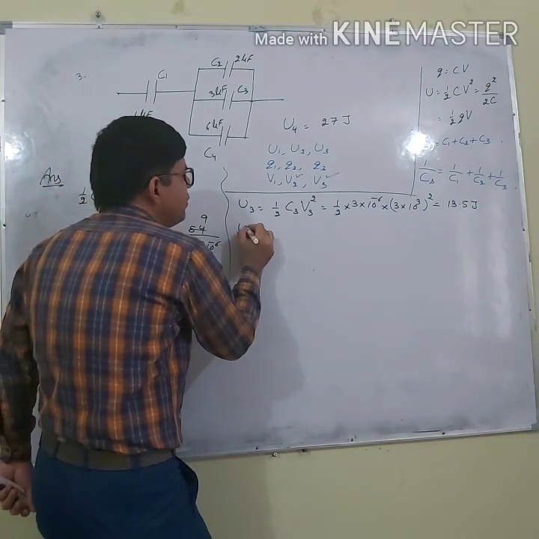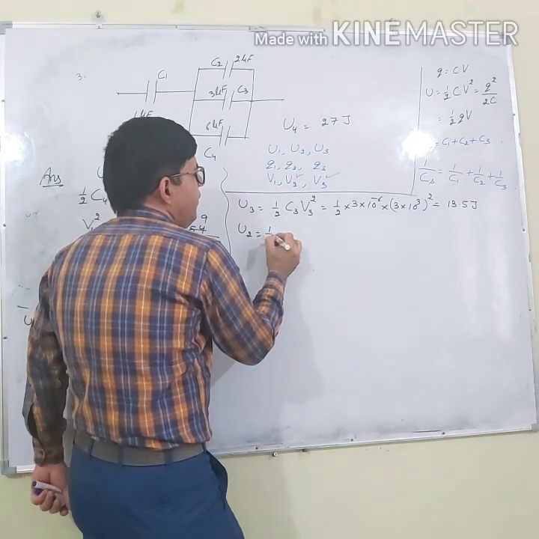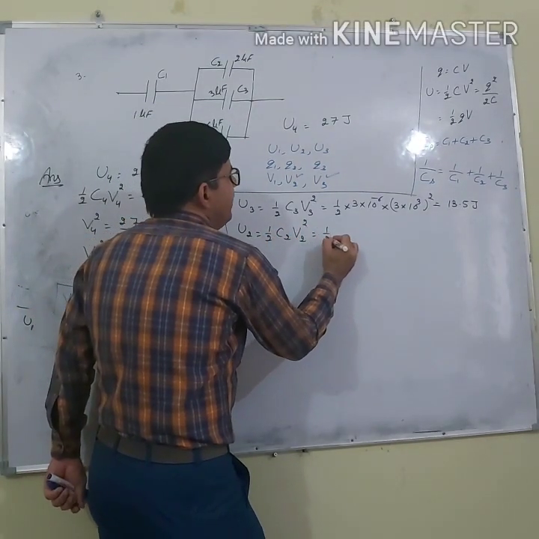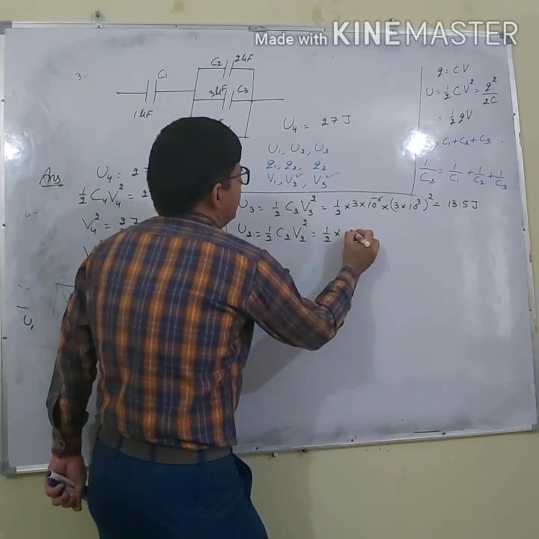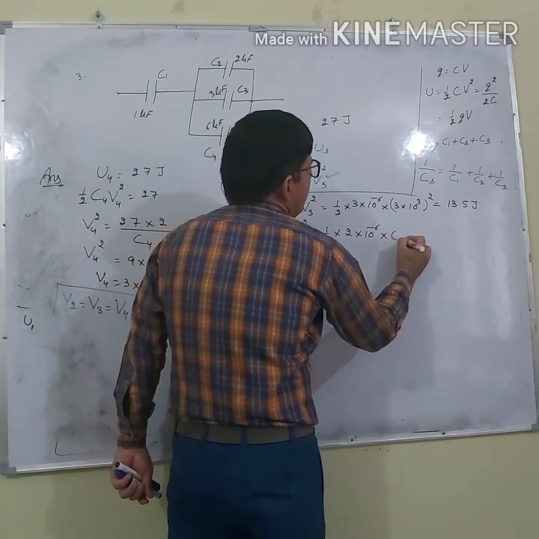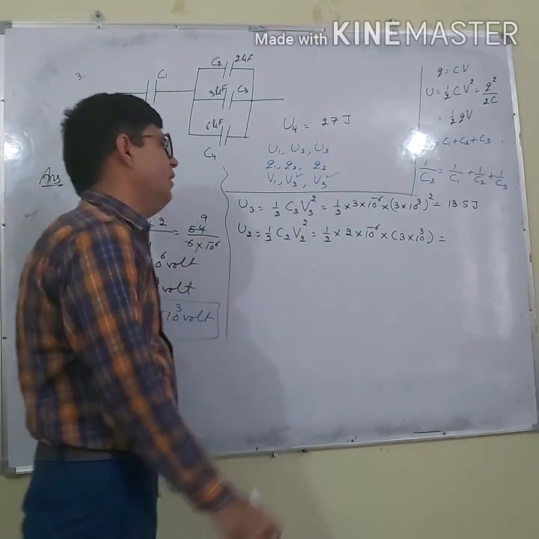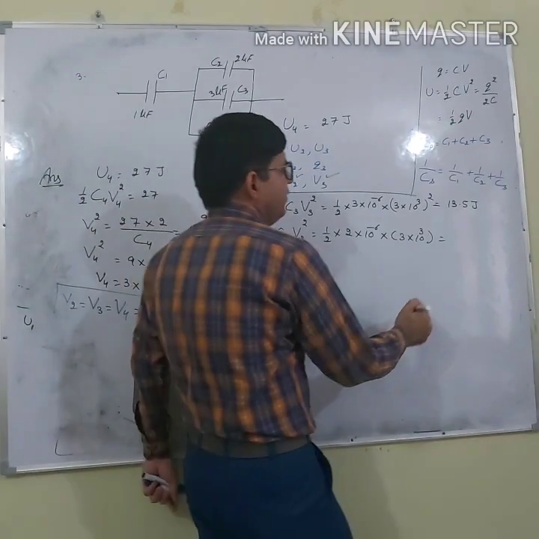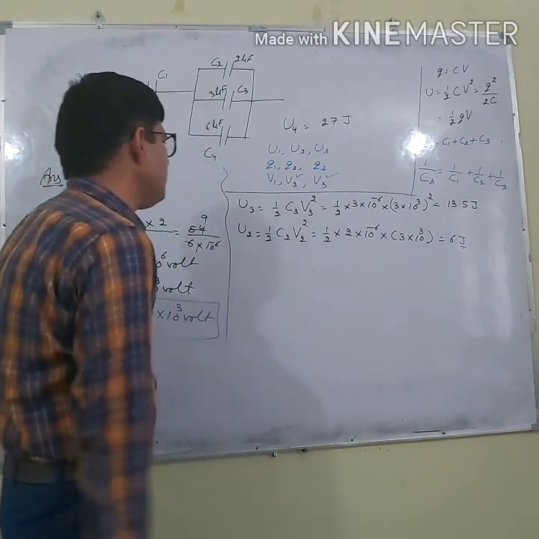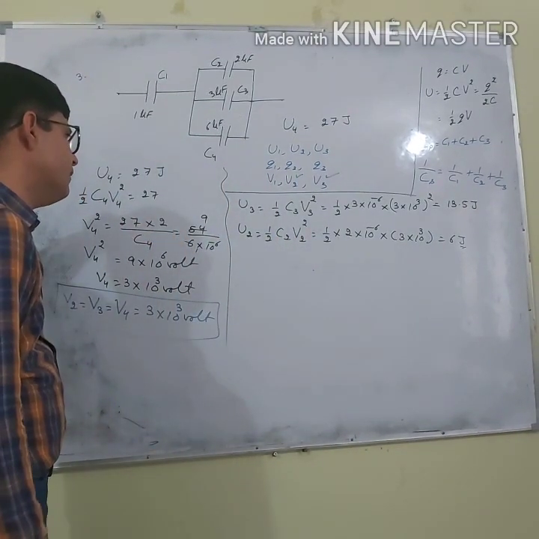What is the energy stored in C2? Again the formula is half C2 V2 square, and this is 2 into 10 to the power minus 6 for the micro, and 3 into 10 to the power 3 squared. Now if you solve this, how much will it come? It will come 6 joule. So potential energy stored in the second capacitor is 6 joule.